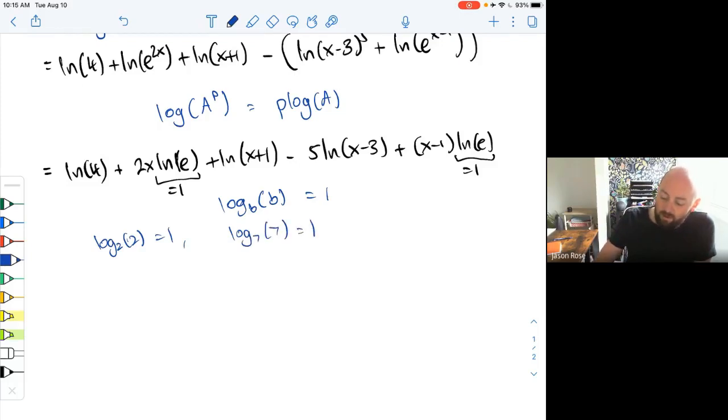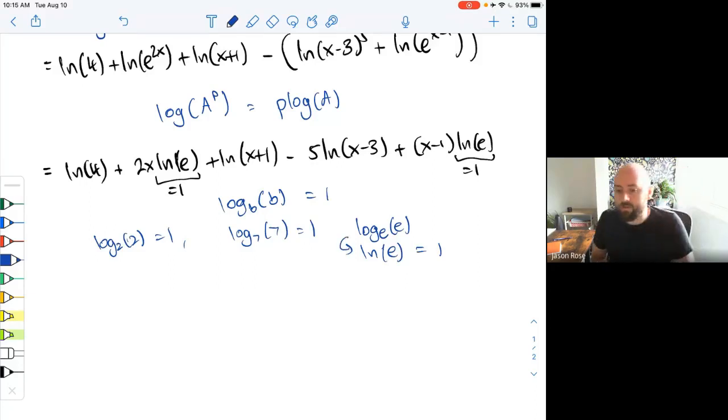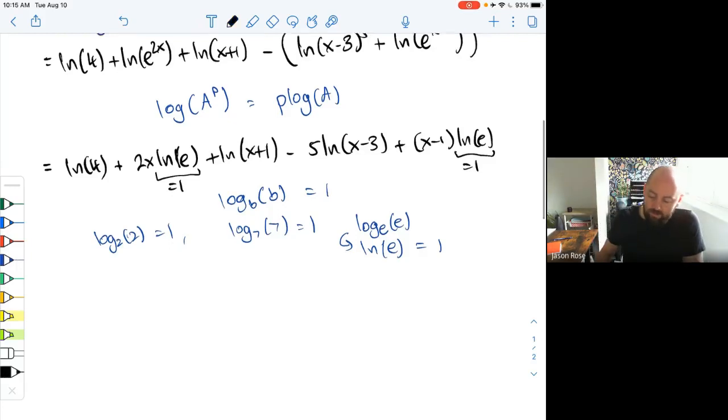Now natural log, to the base e of e, or what we normally write it as, would be natural log. That's the same base right there. That's equal to 1. It's just that we use this notation so it can get forgotten sometimes. So don't forget that natural log of e is also equal to 1. So we'll just rewrite our final answer here.